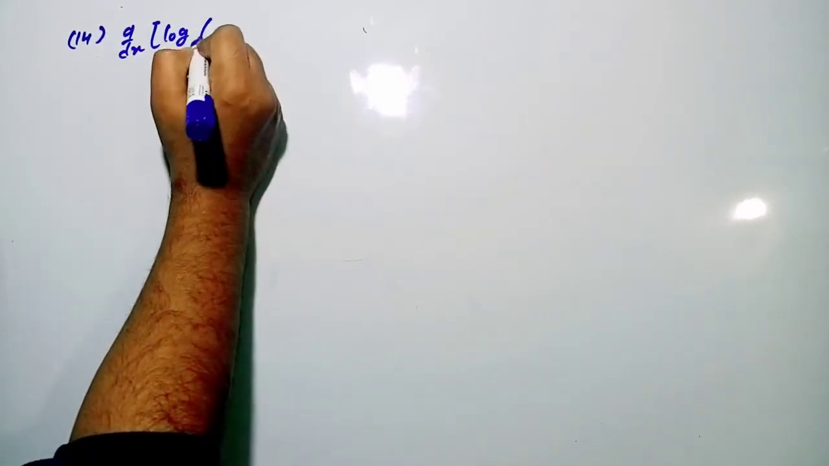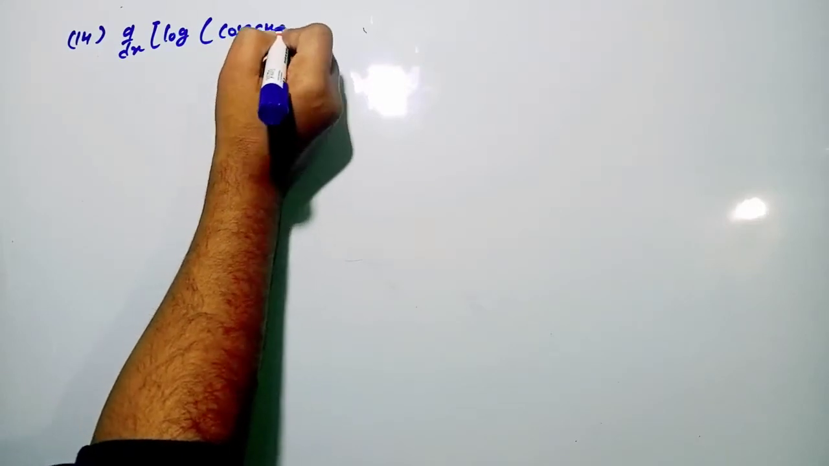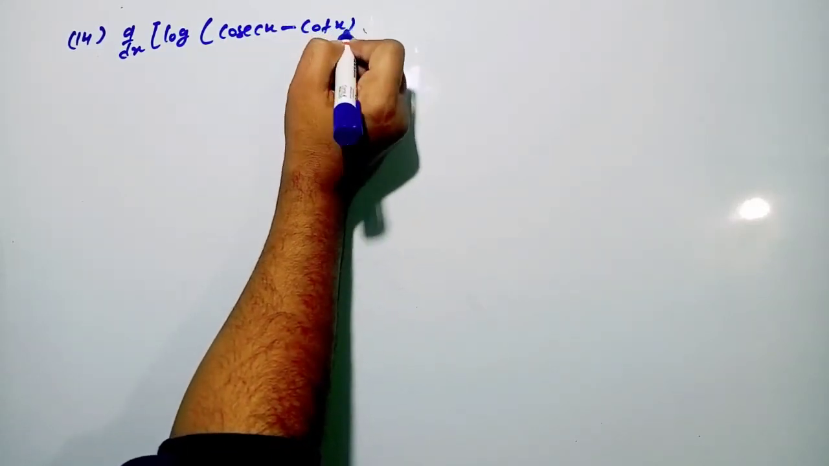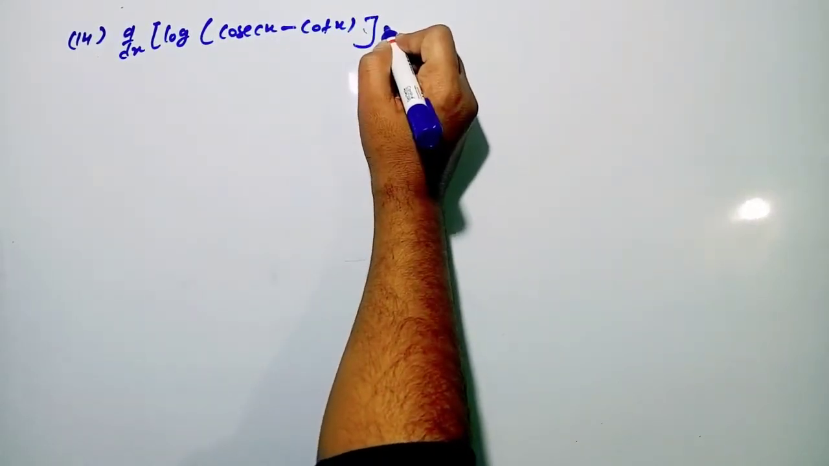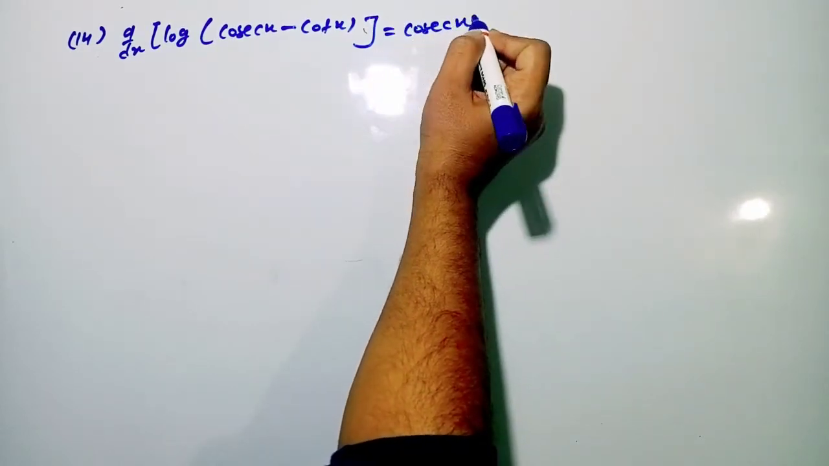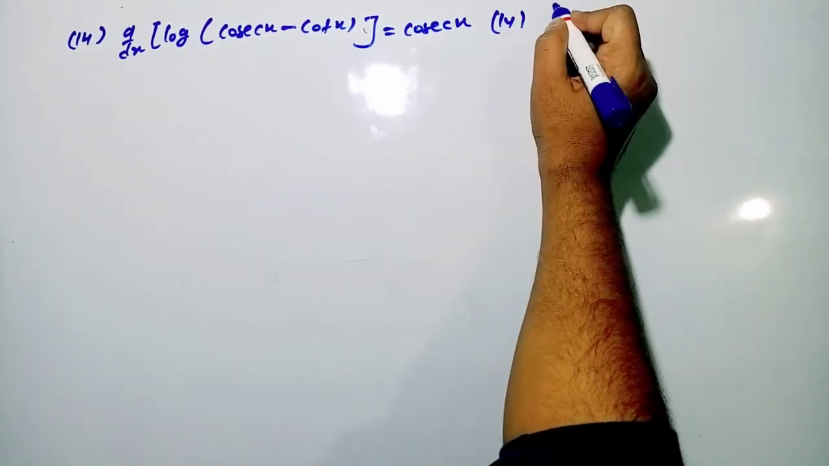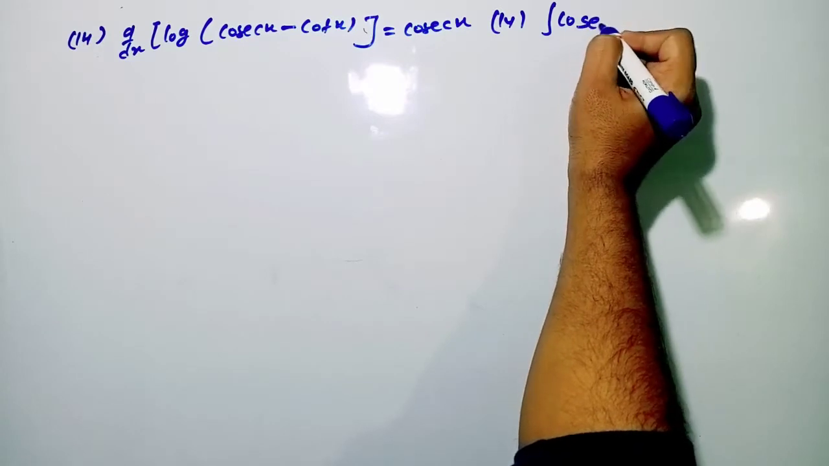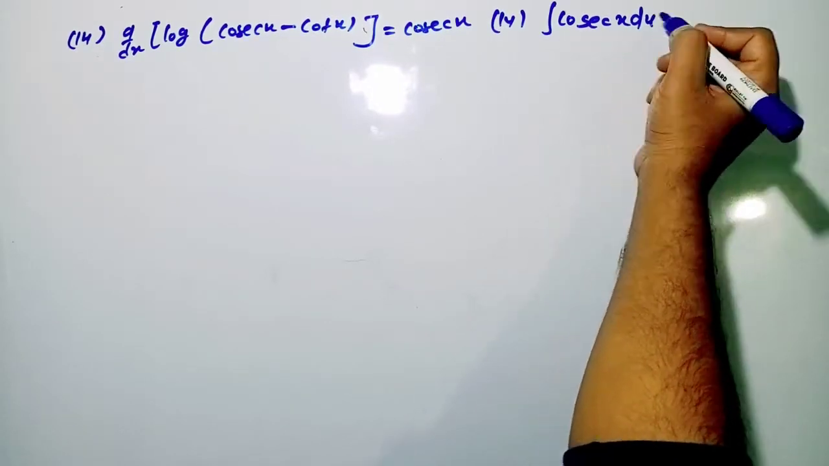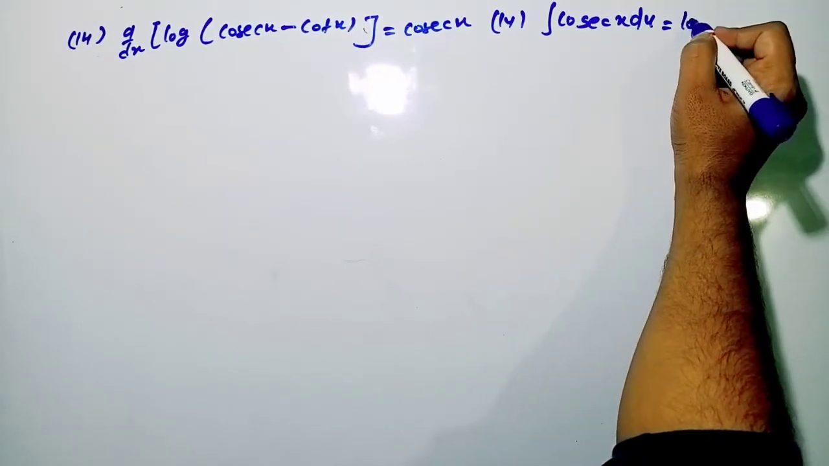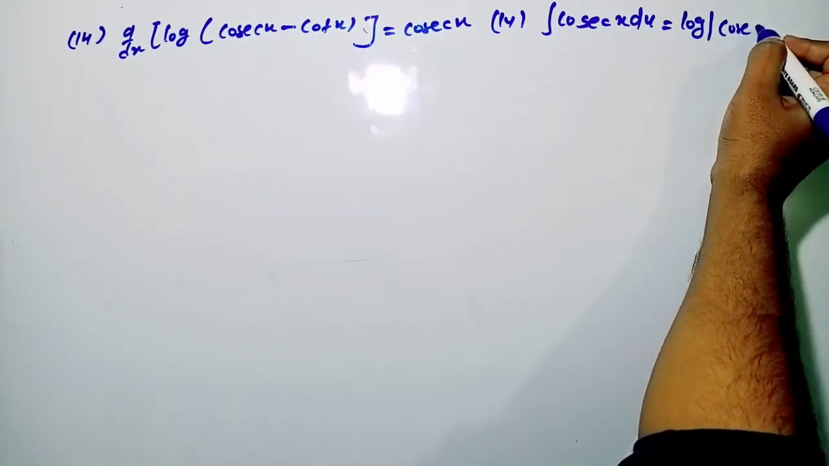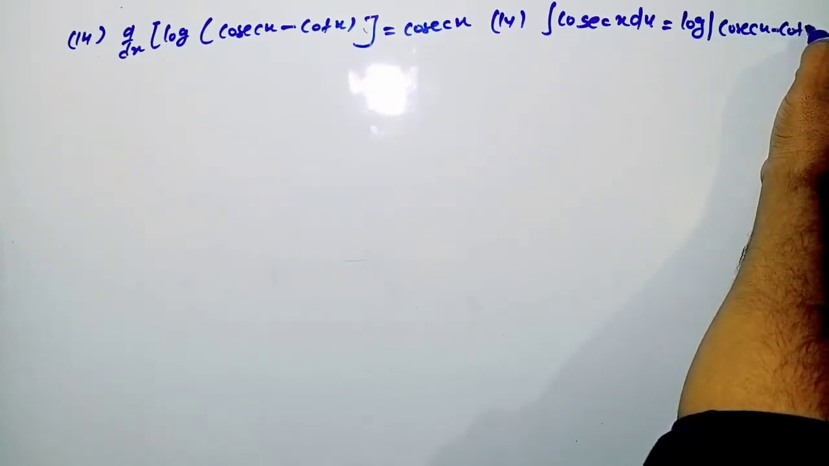Differentiation of log cosec x minus cot x is equal to cosec x, and the integration of cosec x is equal to log cosec x minus cot x.